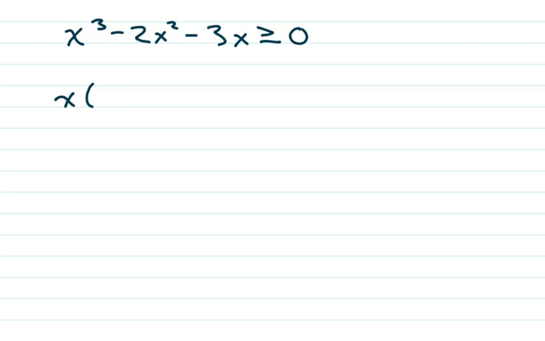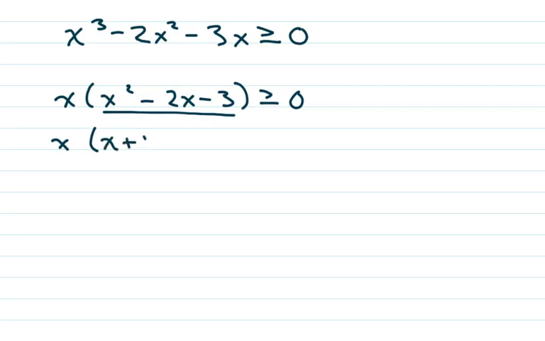Okay, the last one we have is this one. X cubed minus 2x squared minus 3x is greater than or equal to 0. Now, that would be our f as well. I'm going to go ahead and factor out an x. So we get x squared minus 2x minus 3. And then I'm going to factor this piece. So that would be x plus 1, x minus 3 is greater than or equal to 0.